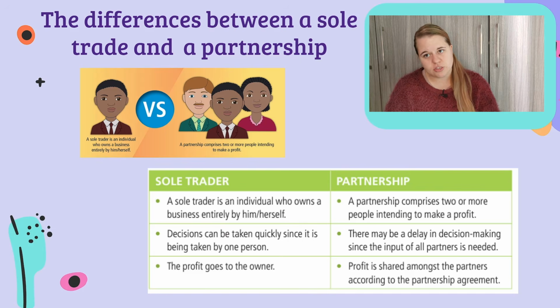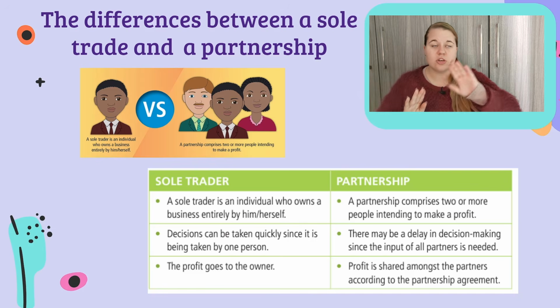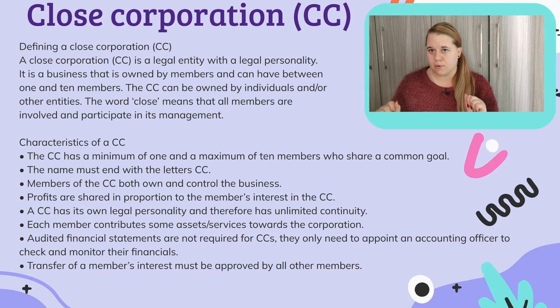Versus a partnership, here it comprises two or more people intending to make a profit. There might be a delay in the decision making because we need to have all the inputs of the partners considered. And then the profit is therefore also shared amongst the partners according to their agreement. So that's the main differences between a sole trader and a partnership.